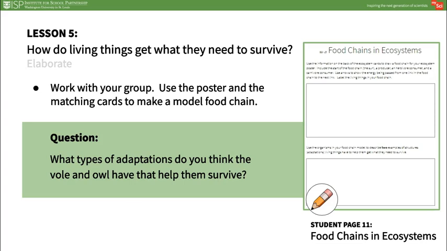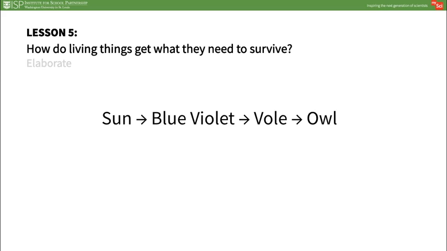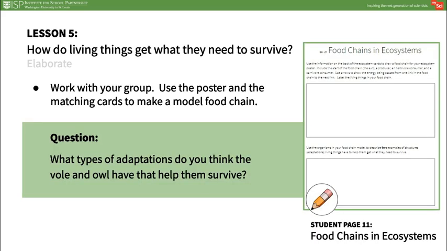In the Elaborate portion of the lesson, students will model food chains that show interactions between organisms within an ecosystem and how those organisms get food energy. Model making a food chain using the owl pellets and the forest ecosystem cards. Here is one example of such a food chain. Then ask students what adaptations the owl and vole in the example may have that help them survive.